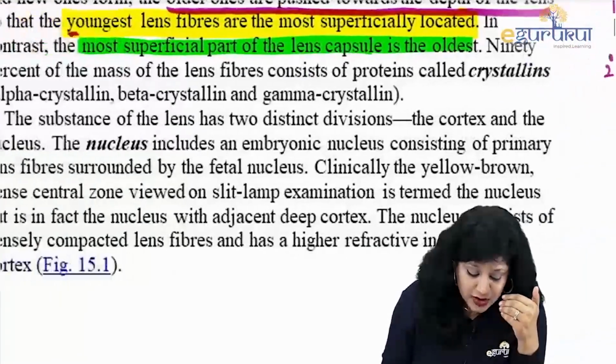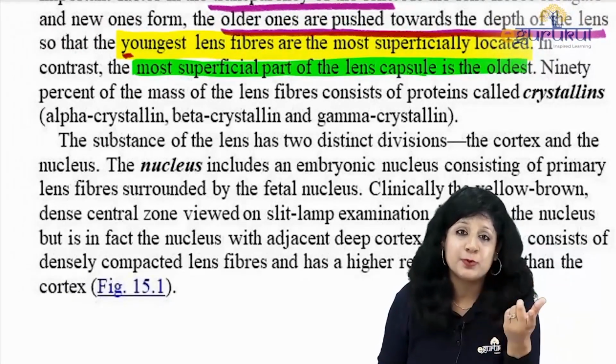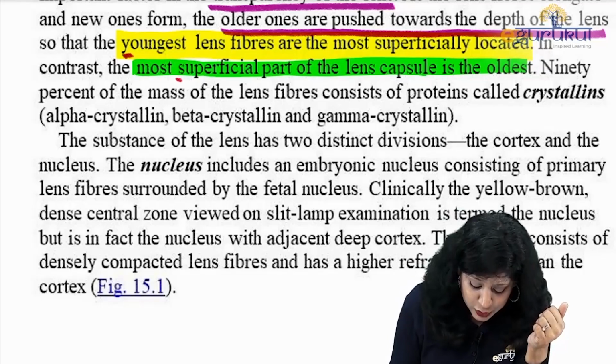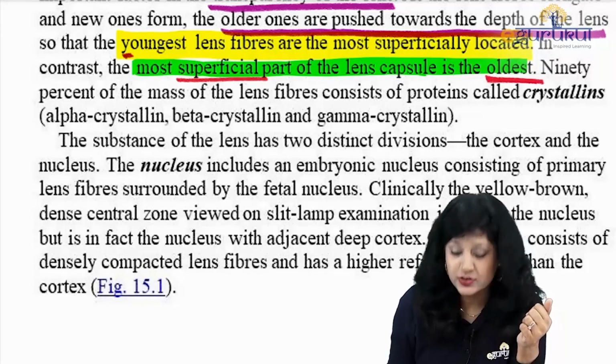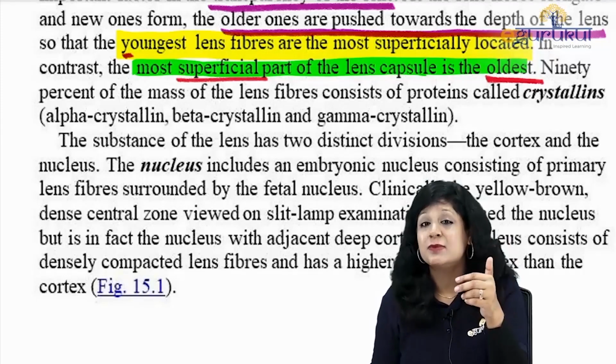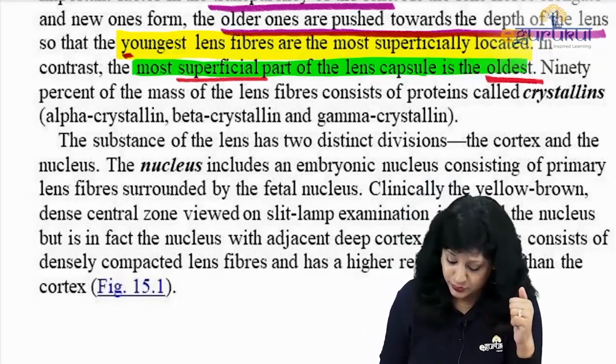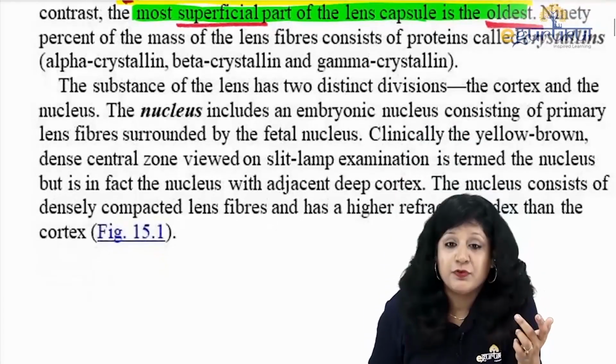But if I talk about the capsule, there you have the opposite. There the superficial ones are the oldest. So you have to remember this, okay? Don't get confused. In the lens, the most superficial are the youngest, and in the capsule it is the other way around. Okay.